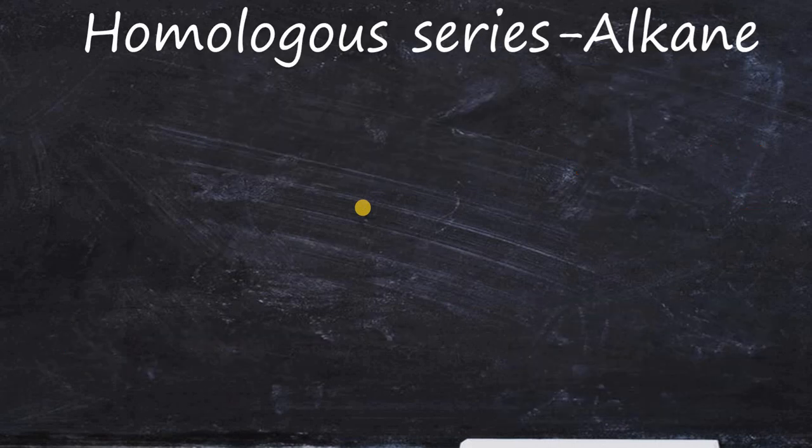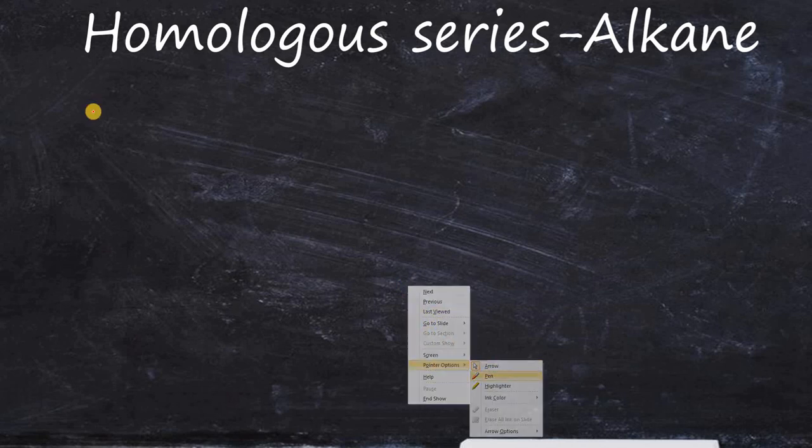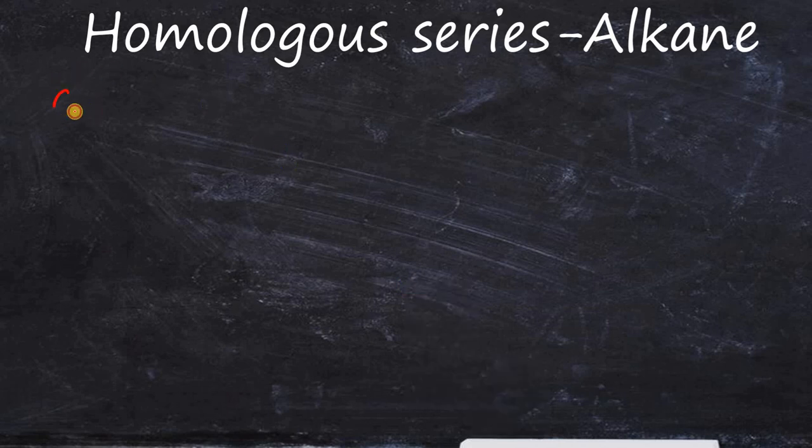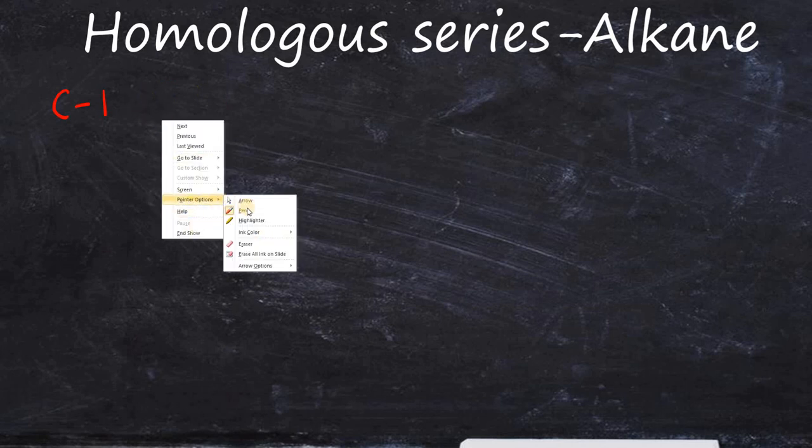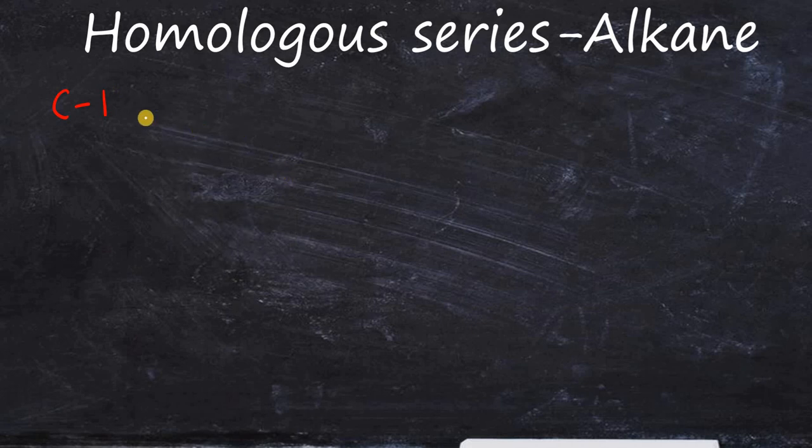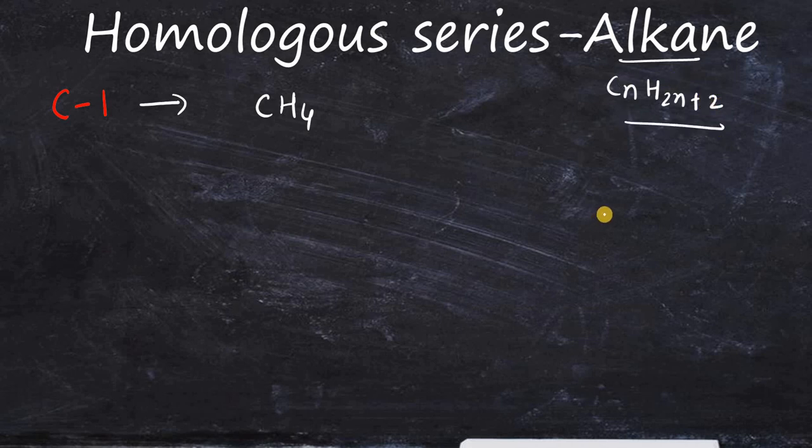Now let's talk about one of the homologous series, the alkane. Let's make compounds for up to around 5 carbons. So when we're talking about carbon 1, what compound can I make? I can make the first compound, methane, which is CH4. The alkane formula is basically CnH2n+2, which I'm going to discuss further in detail in a different lesson. So this is methane.